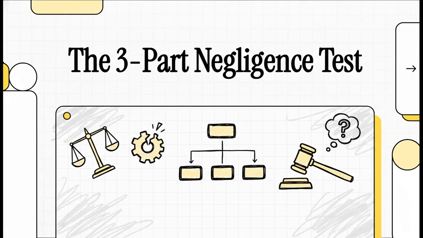So, we've all heard that word negligence get thrown around, right? Especially when there's an accident. But what does it actually legally mean? Turns out it's way more than just a simple mistake. There's a specific legal formula that courts use to figure it all out.